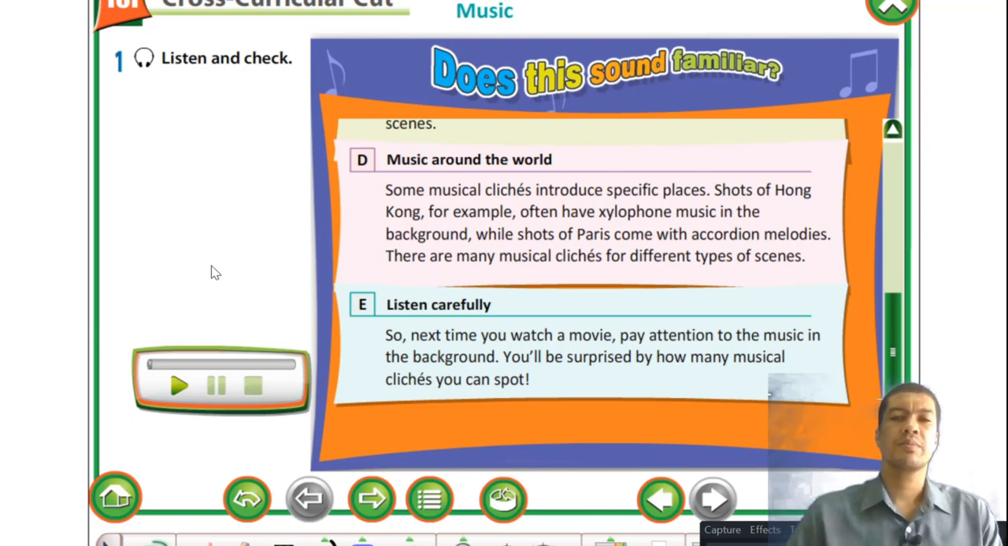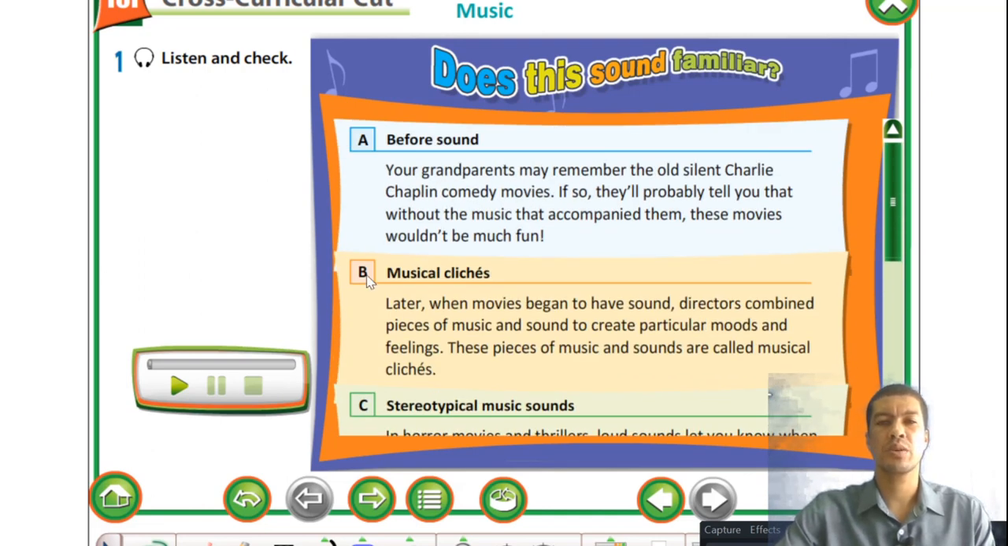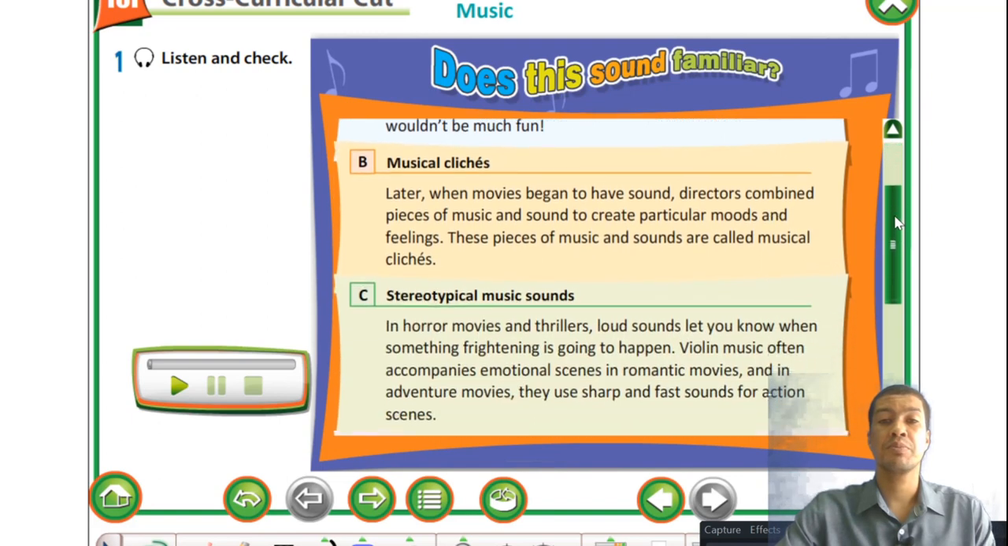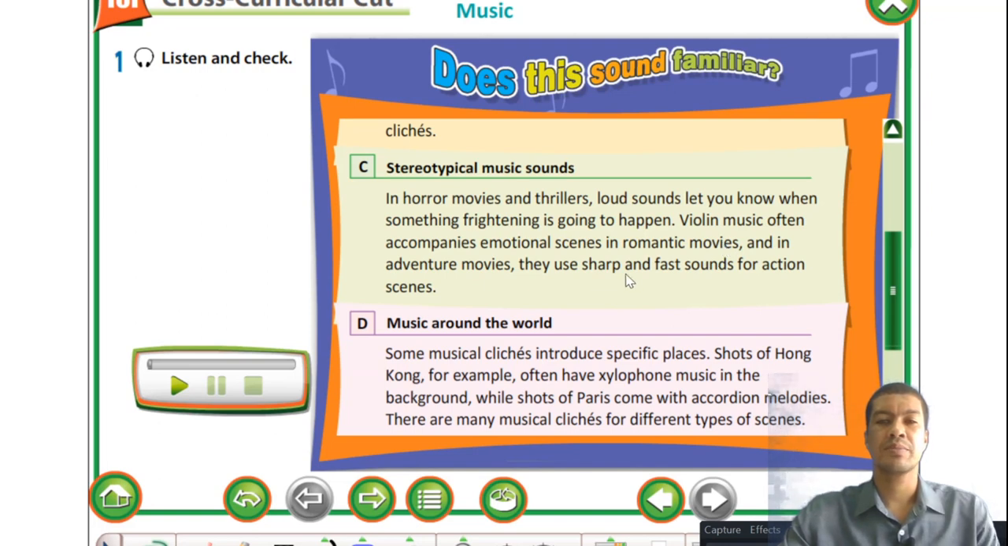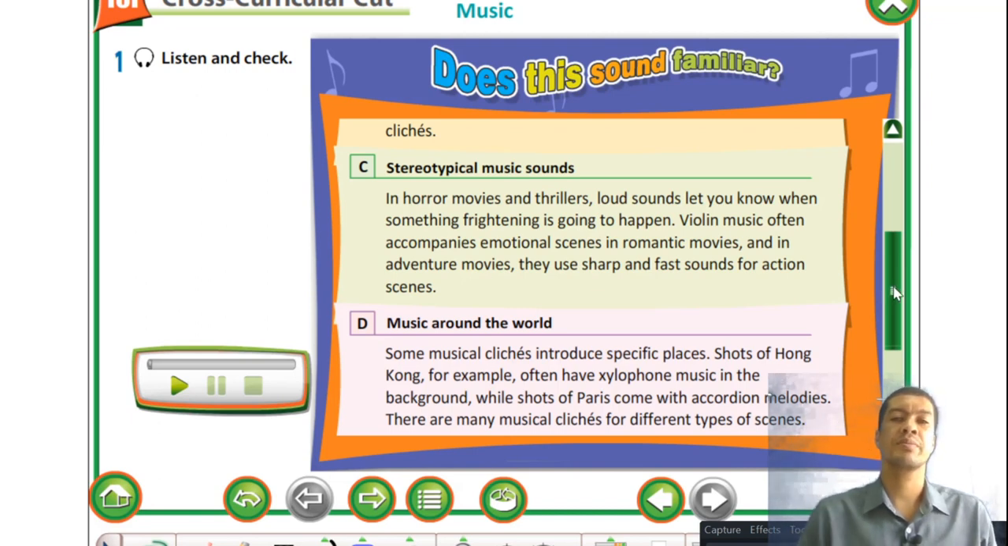Alright, that's the end of our audio clip, giving a brief explanation of what I just said when we talk about the musical clichés and the stereotypical music sounds. A musical cliché is none other than a piece of music and sound that is associated with different types of movies. And the same goes for stereotypical, as the example says. They are sharp and fast sounds for action scenes. These are the normal sounds that you will get when you listen to the music and sounds in action movies, comedies, and horrors. These are your stereotypical music sounds. Another way to put it, these are the types of sound that are associated with these types of movies. It goes together almost hand in hand.